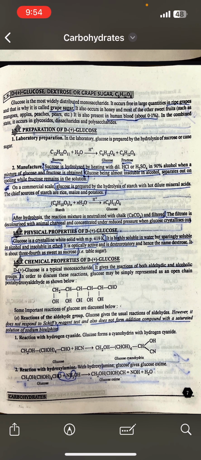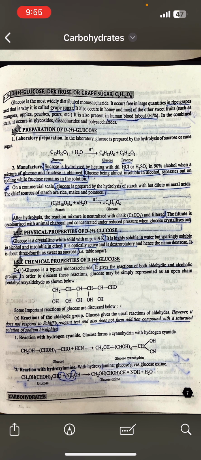It also occurs in honey and most sweet fruits such as mangoes, apples, peaches, pears, etc. It is also present in human blood at 0.1%. In the combined state, it occurs in glycosides, disaccharides, and polysaccharides.